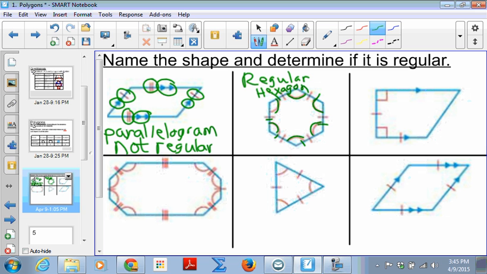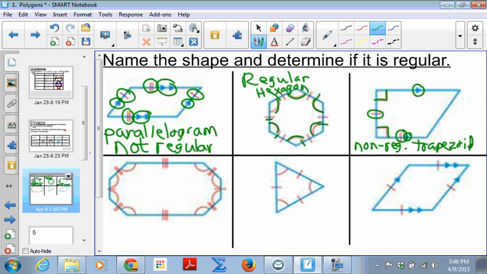Look at our next shape. We can see we've got 1 pair of parallel sides, which makes it a trapezoid. And we only have 2 sides indicated with the same length. And furthermore, we've got 2 right angles here, but these angles definitely are not right. So it's a non-regular trapezoid.